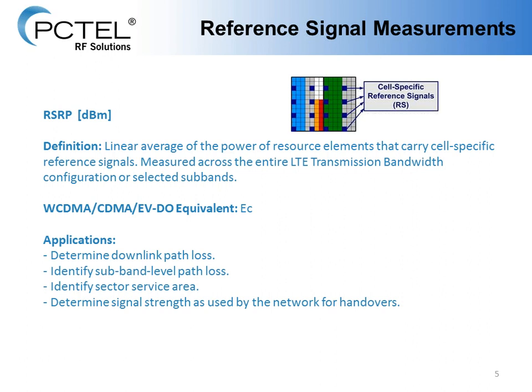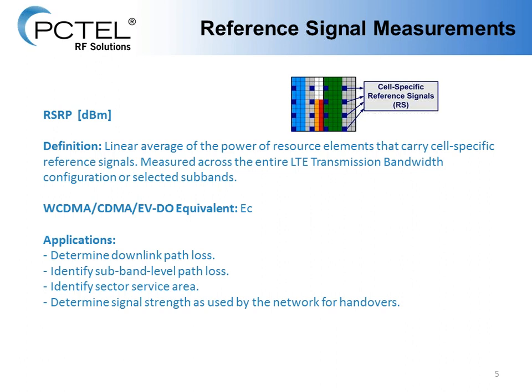Moving on to the next slide, I want to talk about the critical measurements for an LTE network. These apply both to TD as well as FD LTE networks. The first one is RSRP, and this is measured in dBm. As you can see in the little diagram on the upper right, these reference signals are scattered throughout the resource block. What I have pictured here is actually two resource blocks. In a 20 megahertz channel bandwidth, you'd actually have 100 of these.